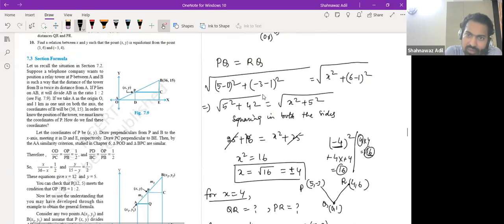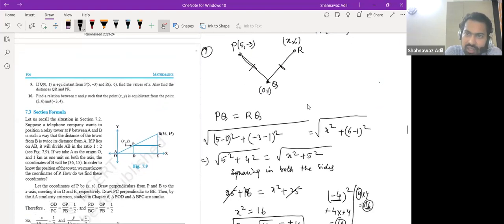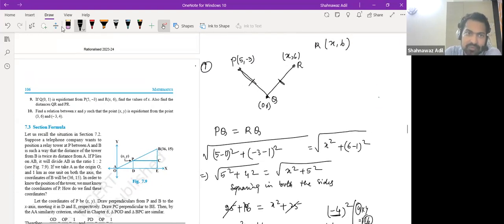Please note down this part. So this distance formula was easy, right? Now, because today's class assessment is about section formula, let us quickly do this 10th question and then we'll do the section formula.